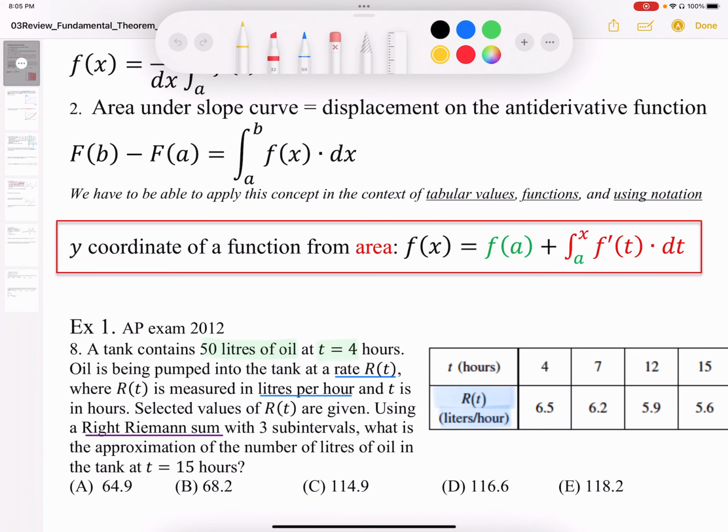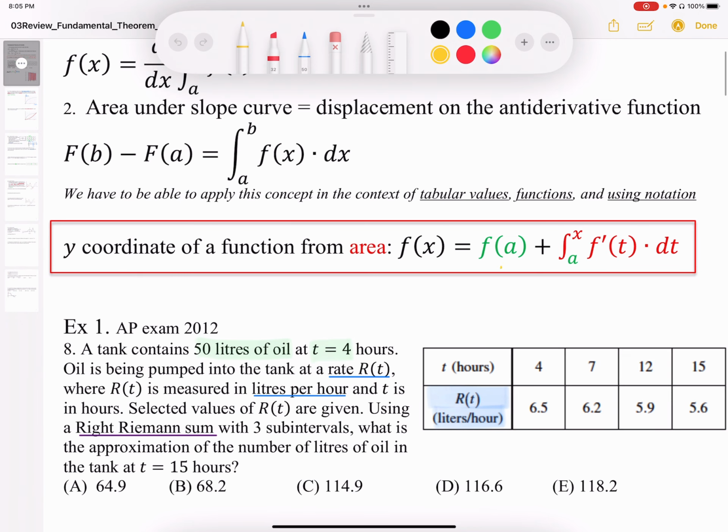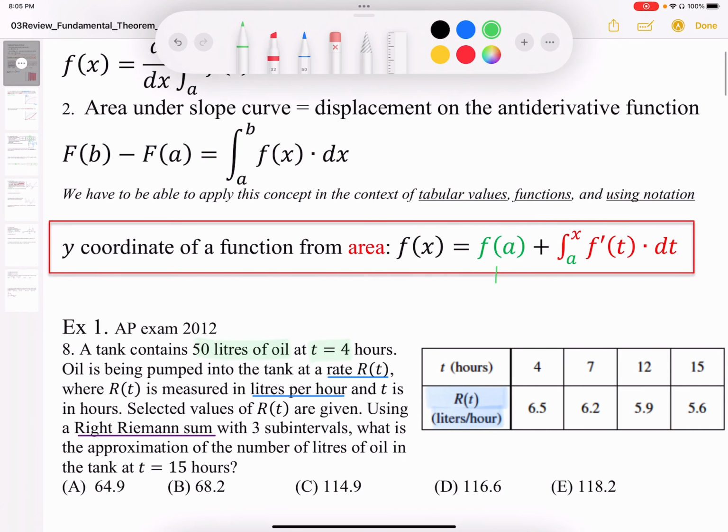So the f of a represents a starting point. We need to have a start. So that's going to represent the starting value, f of a. Okay, so that's the starting value. And that value is going to start at some x-coordinate a. So that a in the integral has to represent where that coordinate is defined.